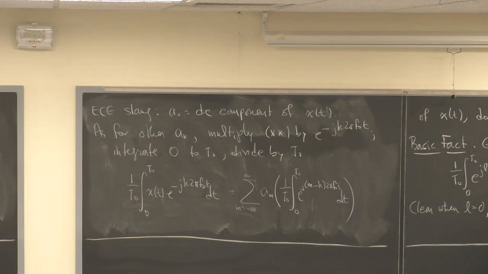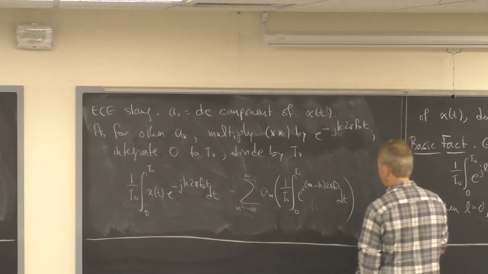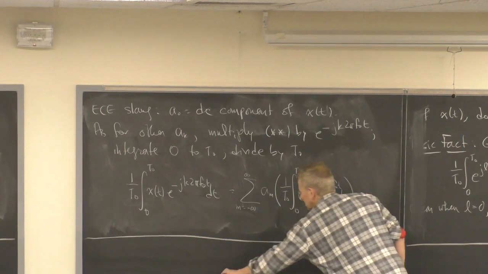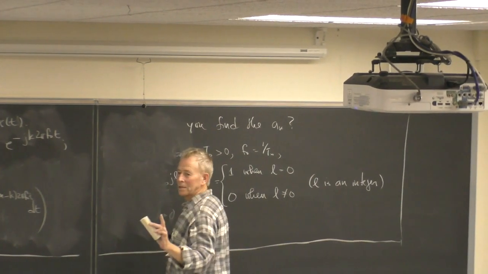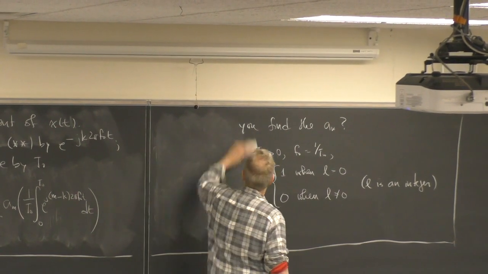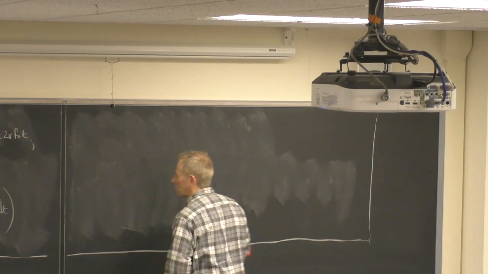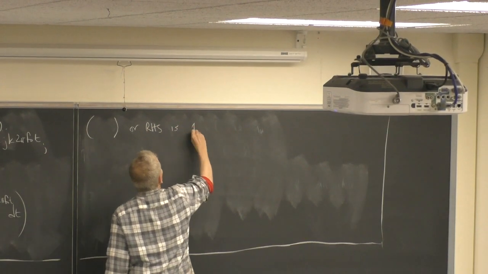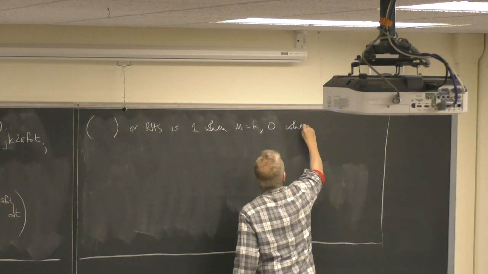And this is essentially the same thing we had when we were figuring out a0, except it's kind of shifted. The thing in the parentheses here, by the basic fact, is, and I'm going to get it right this time, 1 when m equals k and 0 when m is not equal to k. So the parenthesized thing on the right-hand side is 1 when m equals k, 0 when m is not equal to k.